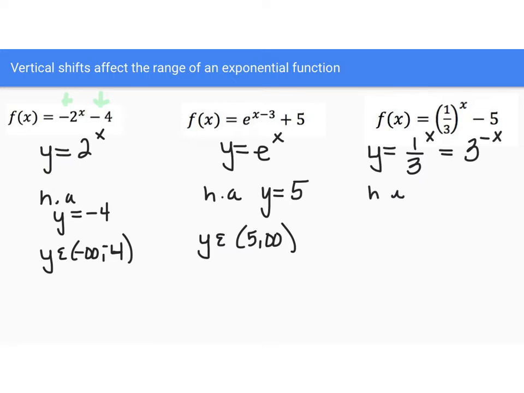So here, based on that vertical shift, it's moving down 5. So your horizontal asymptote is at y equals -5. Again, this graph, whether it is growth or decay, will still be above the asymptote. So your range is going to be from -5 to infinity.